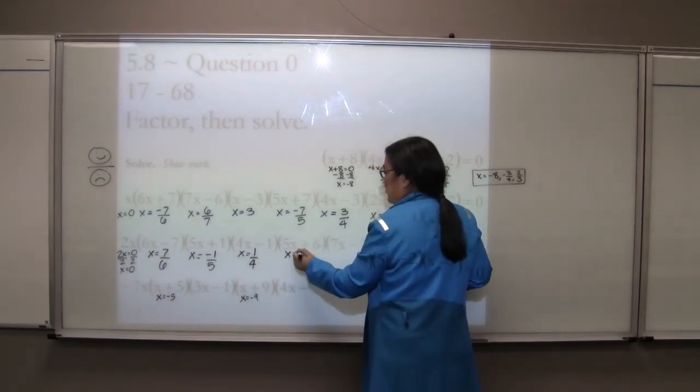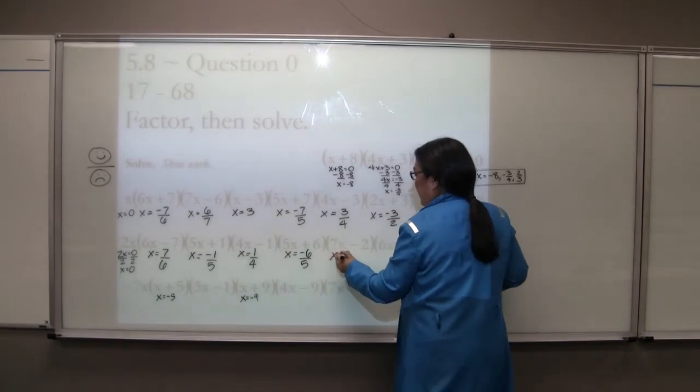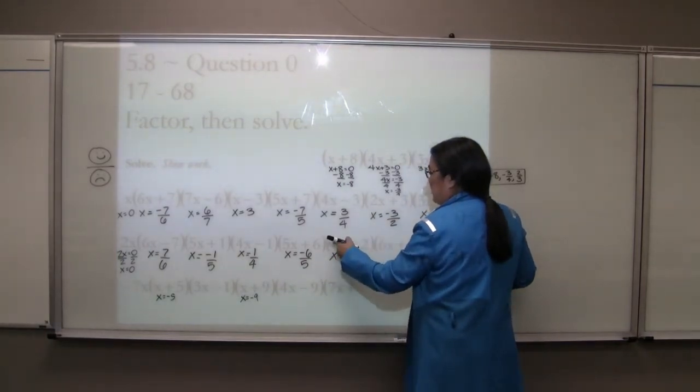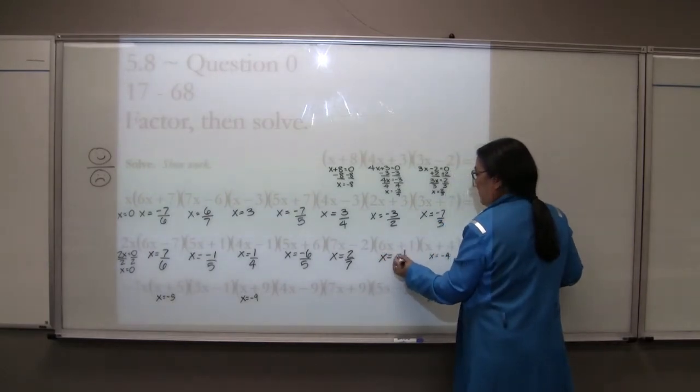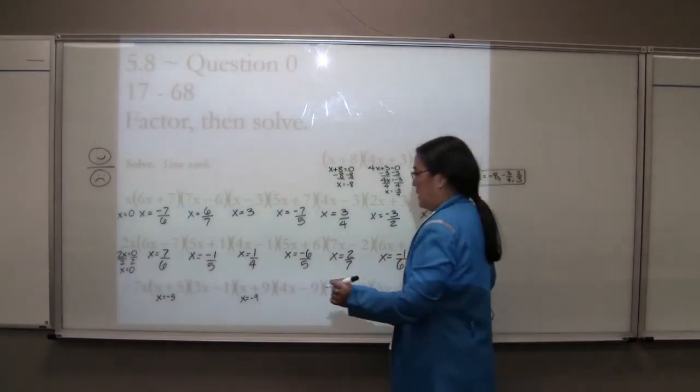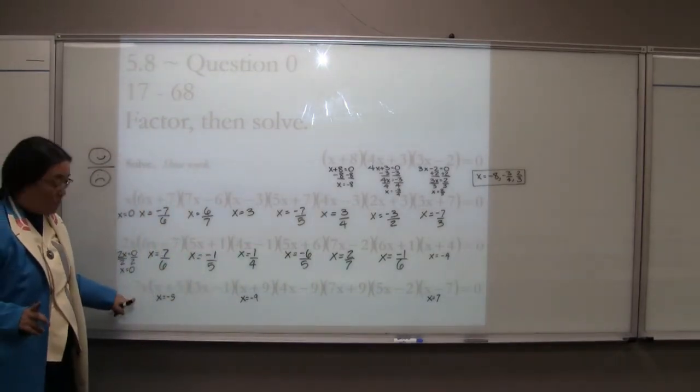That says +6, we're going to use -6 and put the 5 on the bottom. That says -2, we put +2 and put the 7 in the denominator. We have -1/6. Are you seeing the pattern? Here, we could just know that the answer is x equals 0.